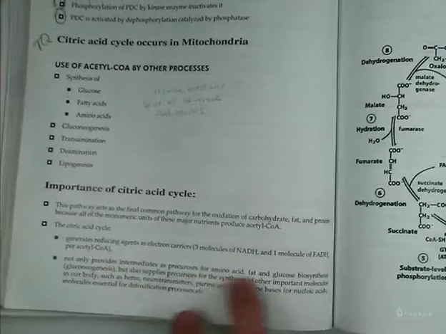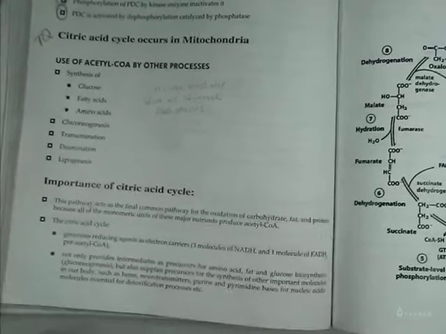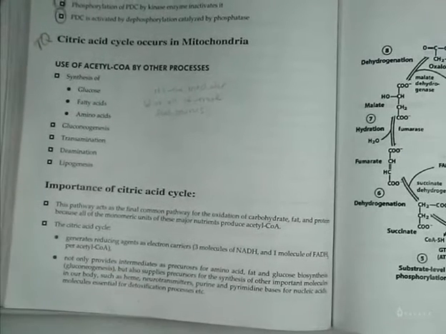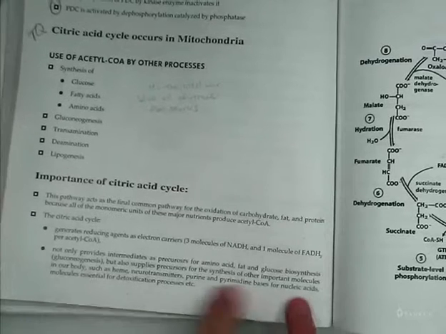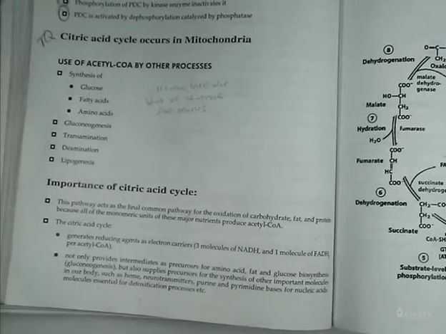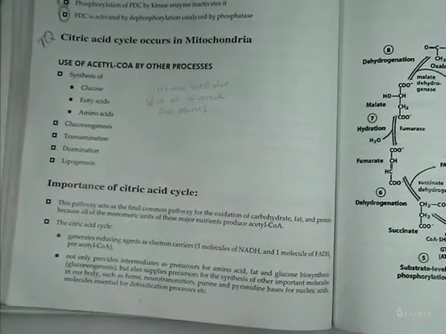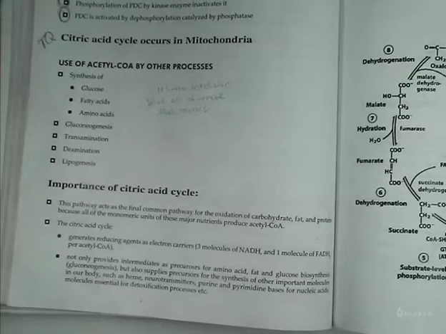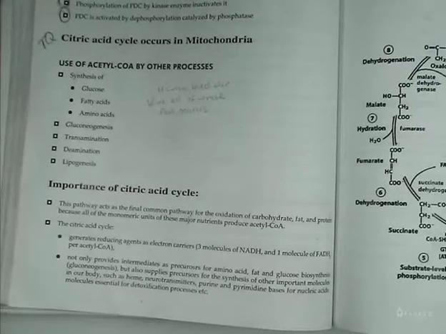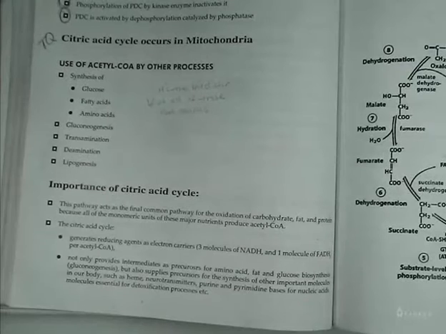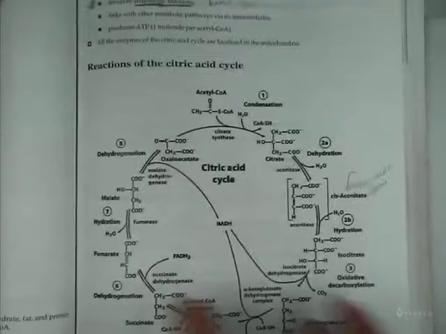And it not only provides intermediates as precursors for amino acid biosynthesis, but also supplies precursors for the synthesis of other important molecules, such as hemoglobin, neurotransmitters, purines, pyrimidine bases for nucleic acids. So we can see it's very involved with, it's got a very global effect on the body.